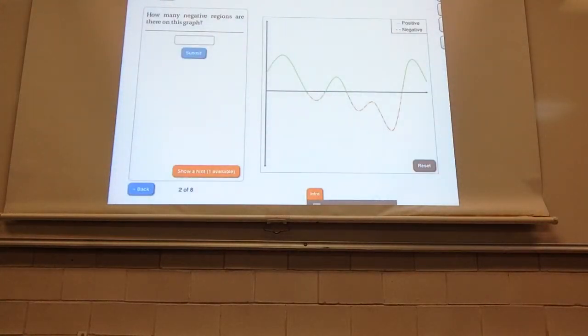Okay, so for this graph, we've shown the positive regions in green and the negative regions in red. A graph is positive where its y-coordinate is positive, or above the x-axis. And a function is negative where its y-coordinate is negative, or below the x-axis. So for this function here, we have 1, 2, 3 positive regions. How many negative regions are there for this graph?